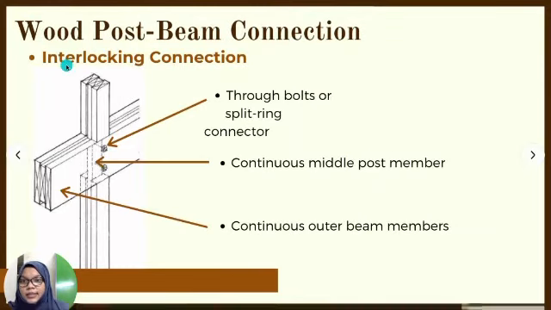The last one is the interlocking connection. There are through bolts or split ring connectors here, and inside, as you can see, this is the continuous middle post member, and this is the beam. For the beam, we have the continuous outer beam member. The inside is separated. That is an interlocking connection.